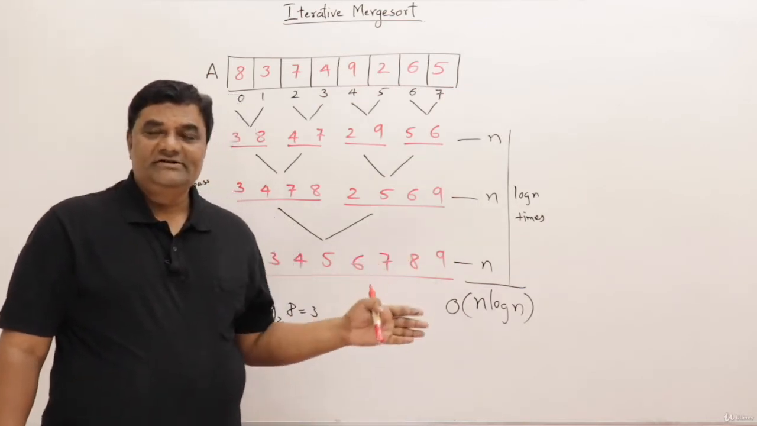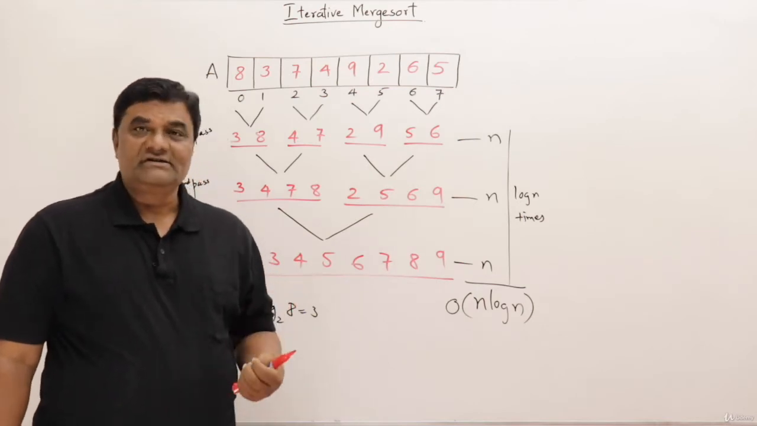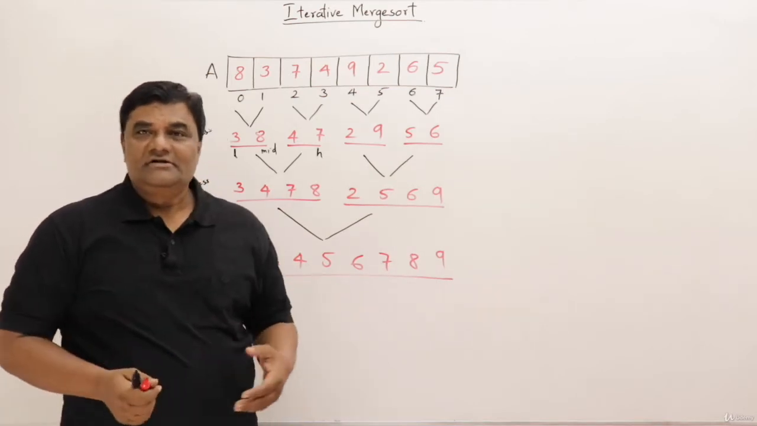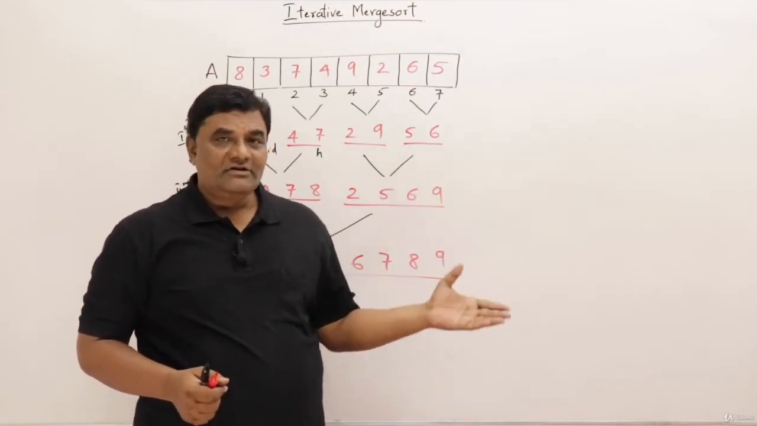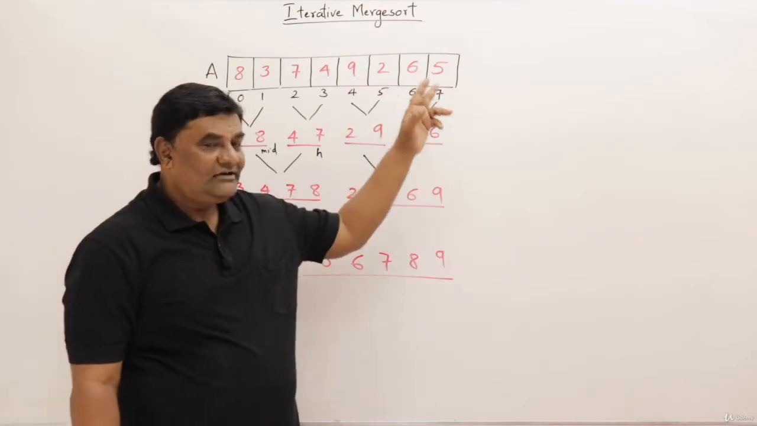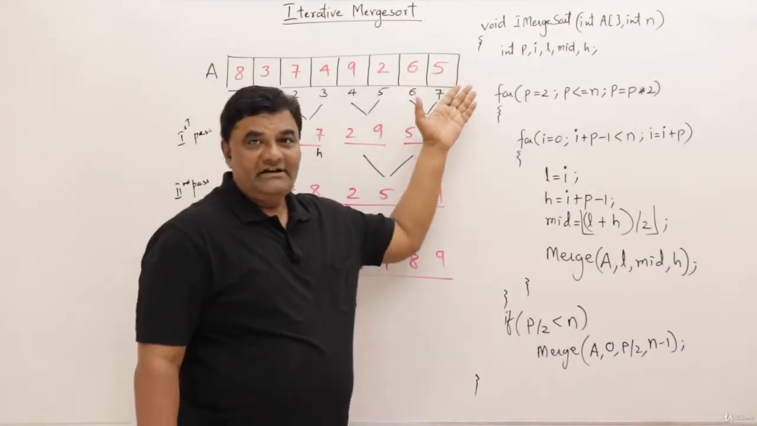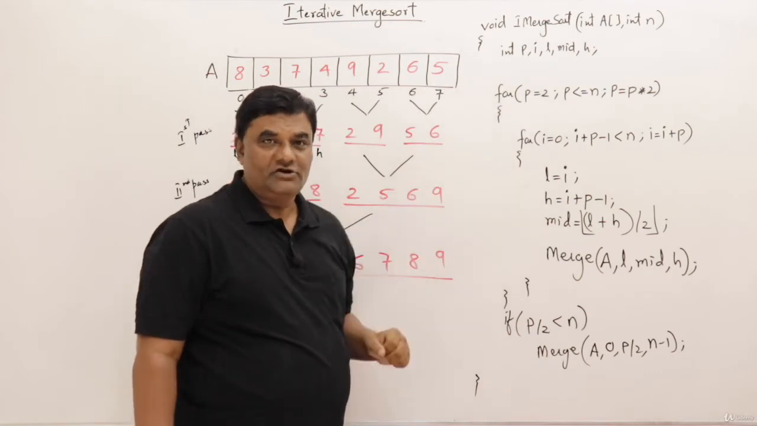So the time complexity of iterative version of two-way merge sort is n log n. Now let us look at an algorithm or a function for the iterative version of merge sort. I will write the function, then I will explain it to you. So here is an iterative version of merge sort.